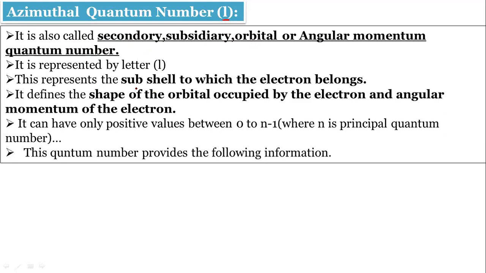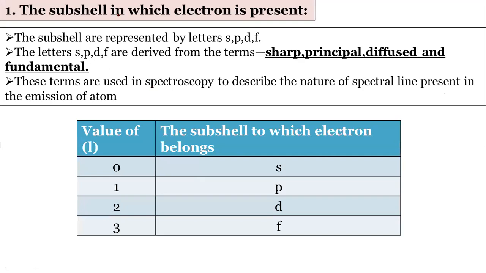This represents the subshell to which electrons belong. It also defines the shapes of the orbital occupied by the electron and the angular momentum of the electron. It can have only positive values between 0 to n-1, where n is the principal quantum number. This quantum number provides the following information, which I will explain.